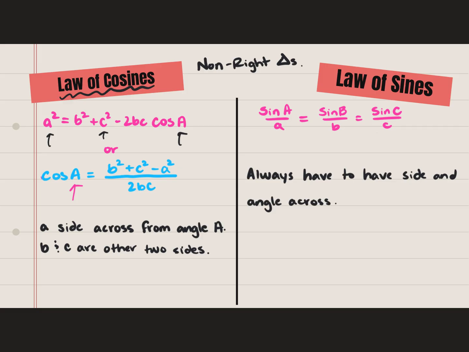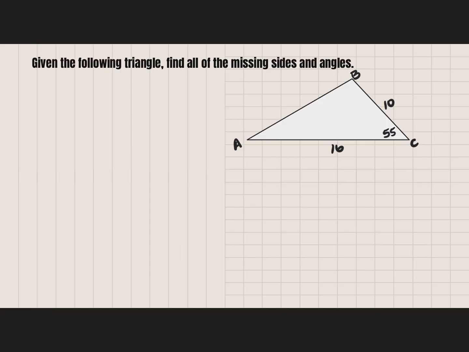Okay, so in this problem, they've asked us to find all missing sides and angles of this triangle, and we do not know that this is a right triangle, so we have to use law of sines and law of cosines to do this, okay? And I'll take a note of what I have in this picture.